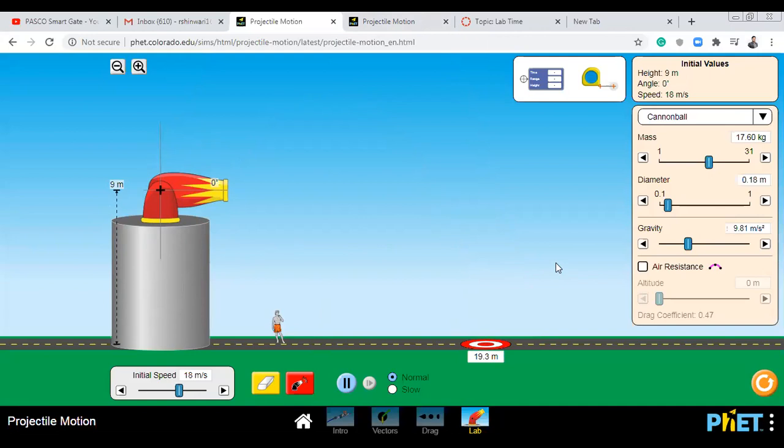Okay, first of all, I want to record the data. You can see the initial velocity. What is the initial velocity from here? 18. Initial velocity, let's suppose along the x-axis, equal to 18 meter per second. Okay, what is the height? You can see here. This is actually delta y. 9. Yeah, height, delta y is equal to 9 meter.